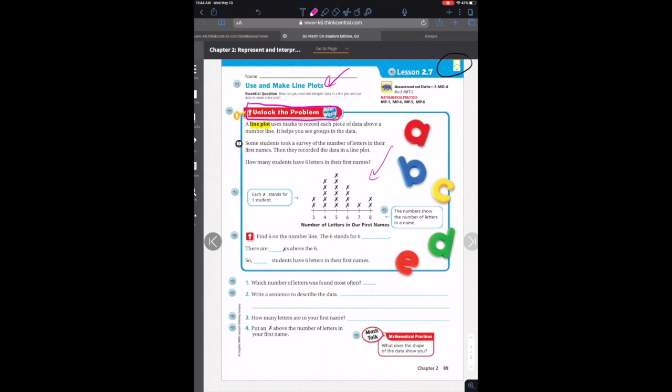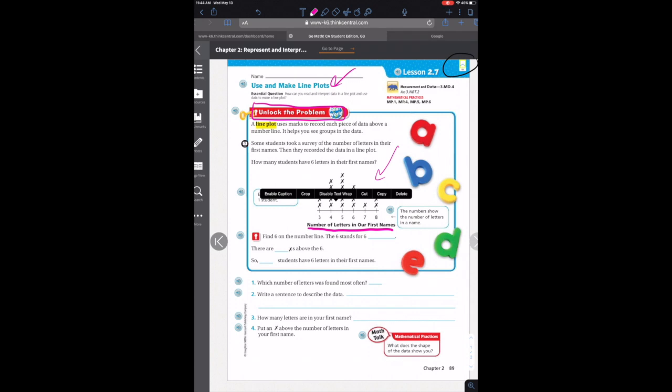How many students have 6 letters in their first names? I would look at my line plot, which is labeled here, number of letters in our first name. If your first name is Jeff, that has 1, 2, 3, 4 letters, so you would put an X under 4 letters. There are 2 people that have 3 letters in their first name, maybe their name is Anne. That's only 3 letters. So for each student that responded, they put an X according to how many letters they had in their first name.